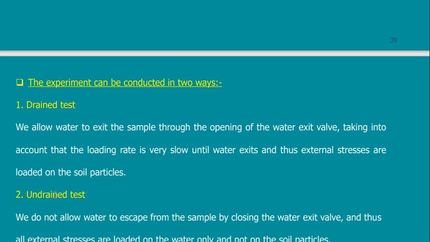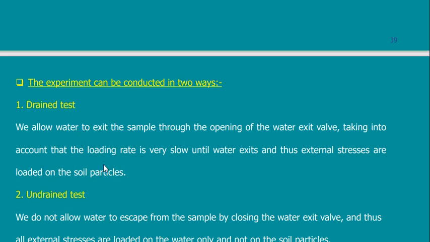I put the vertical load, either I open the valve or the tap, or I keep it closed, to allow water to exit the sample through the opening of the water exit valve, taking into account that the loading rate is very slow until water exits, and thus external stresses are loaded on the soil particles.